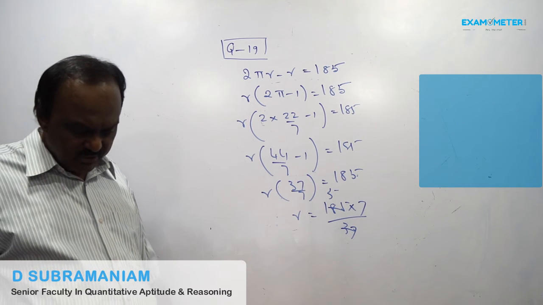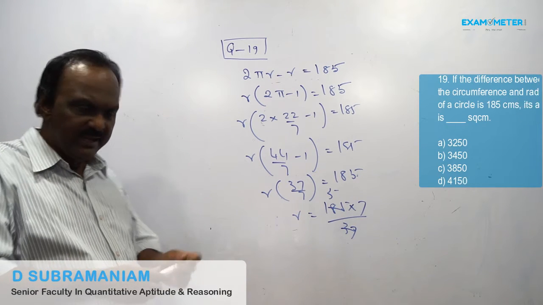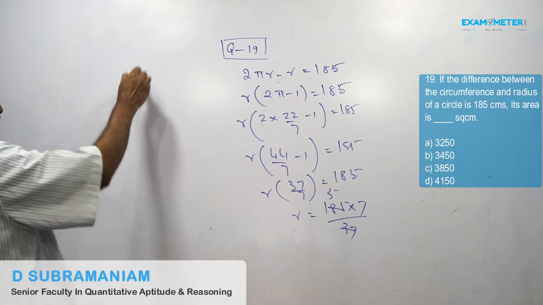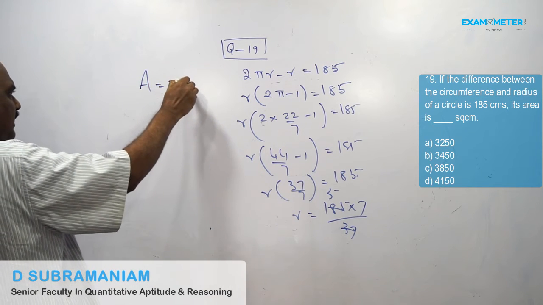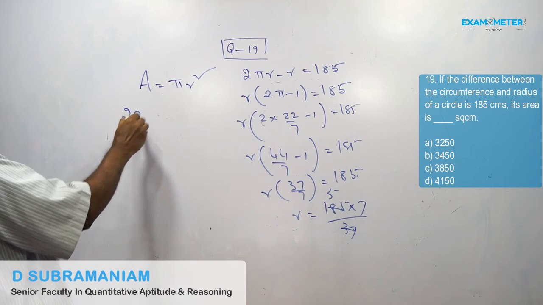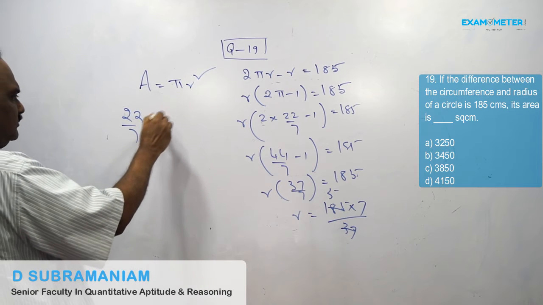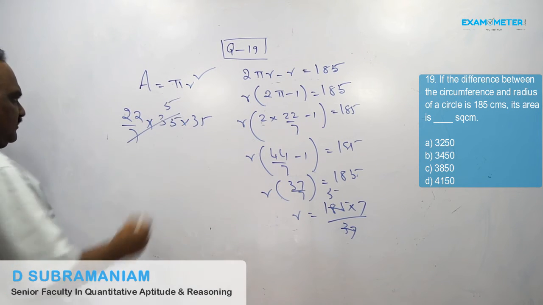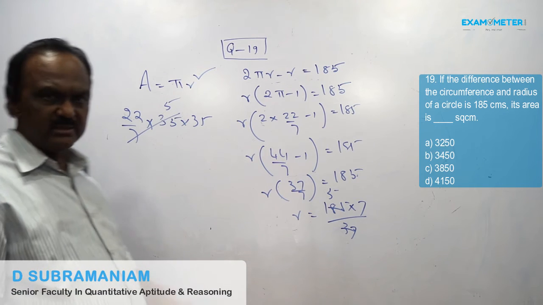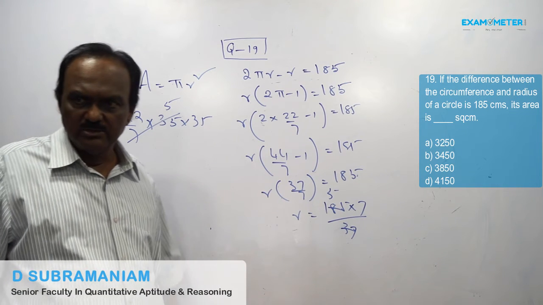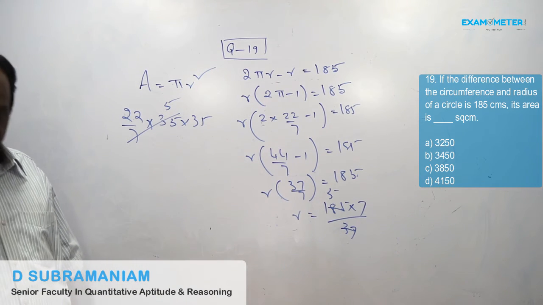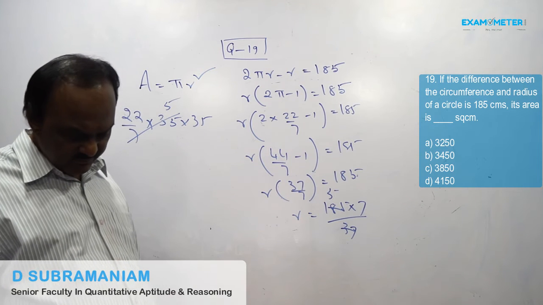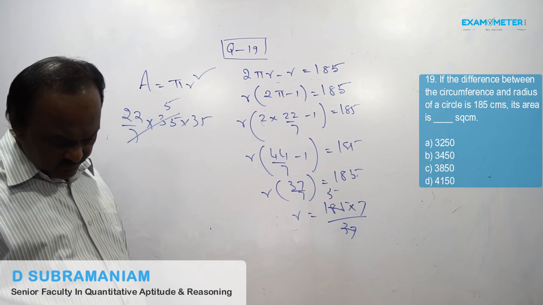R is equal to 35. Now you have to find out the area. Therefore, area is equal to pi r square. Pi value into 35 into 35. 3850. So answer is 3850. That is multiple choice C.